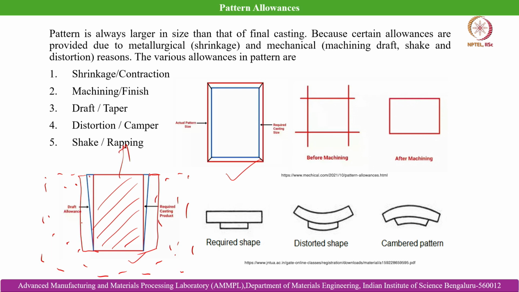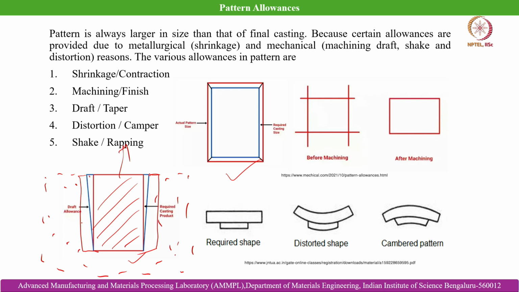So how can we achieve a smooth removal of the pattern out of the sand bed of the mold? By providing an appropriate draft or taper allowance, which makes the removal of the pattern after the mold is prepared easier, so that there is no unintentional dimensional increase which can cause faulty dimensions in the cast part. That is why the draft or taper allowance is provided.